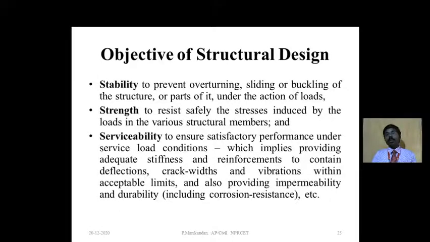The first topic in introduction to RCC is objective of structural design. We should know what are the objectives of a structural design that should be fulfilled while designing the structures. First parameter is stability, second one is strength, third one is serviceability. Stability means it should prevent overturning, sliding, buckling of the structures so that the structure is found to be stable for the load acting on it.